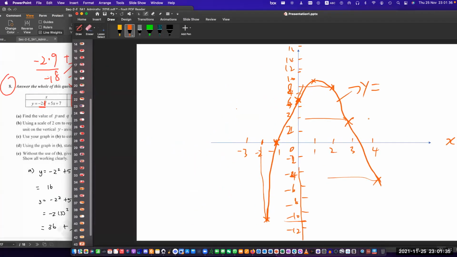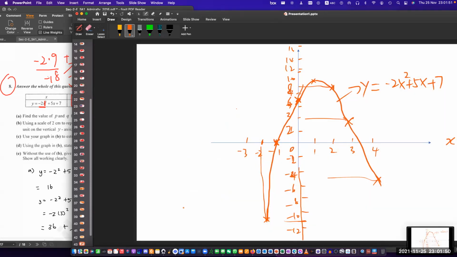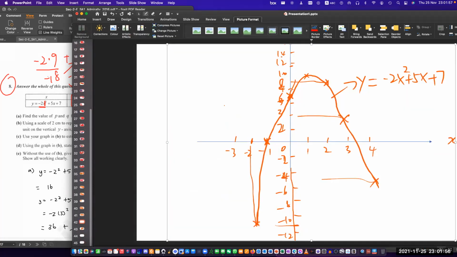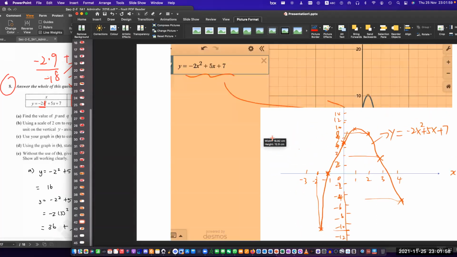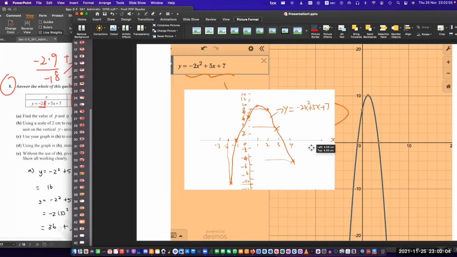Minus 2x plus 5x minus 2x squared plus 5x plus 7. You compare this to this from Desmos. So let me just get this out. Of course, Desmos is going to be much better, but I am constrained by all the tools that I have, right?